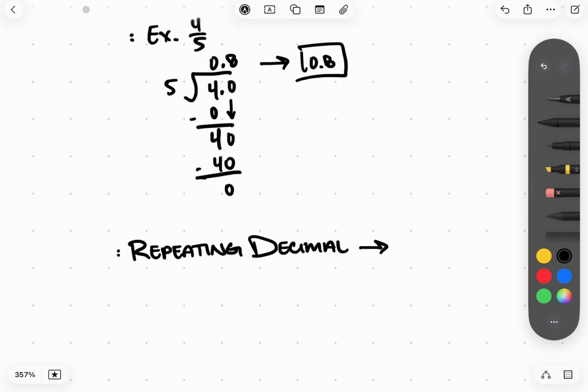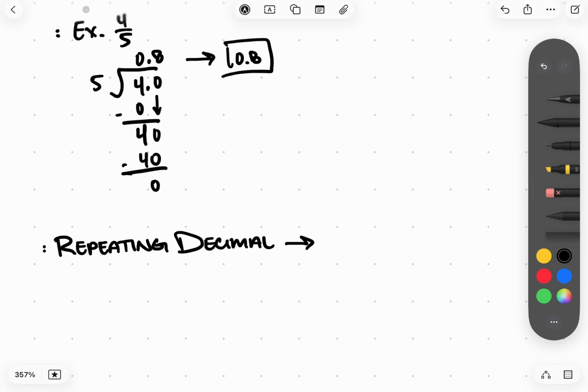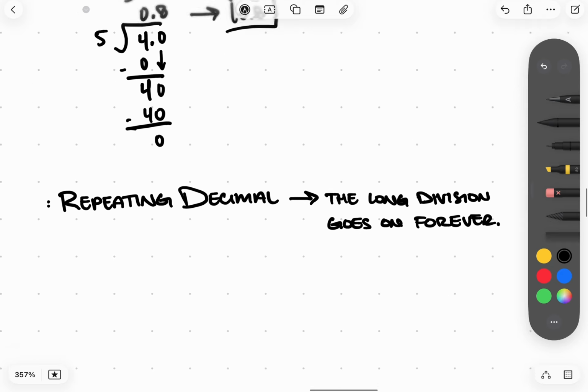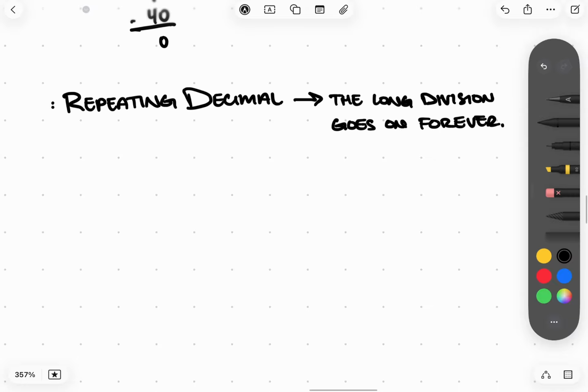So a repeating decimal is when the long division goes on forever. Some numbers can do this. They can go on forever. Generally, if a fraction has a denominator of like a 3 or a 7, that's usually a sign that it is a repeating decimal. And let me give you an example here.